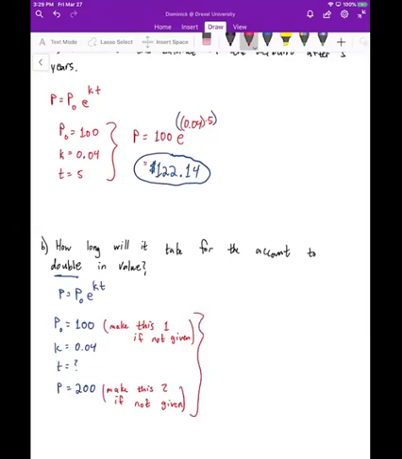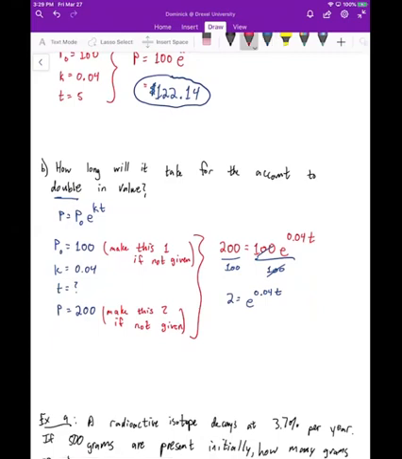So anyway, if we plug all this in, we have P, which is 200, is equal to P0, which is 100, and then times e to the k, 0.04 times t. So to solve this, I need to divide both sides by 100. And this is just like the problem that we did earlier. So if we reduce 200 over 100, we get 2. 100s cancel here, and I get e to the 0.04 times t.